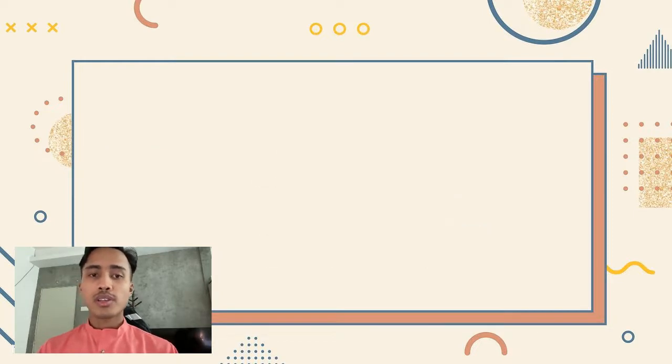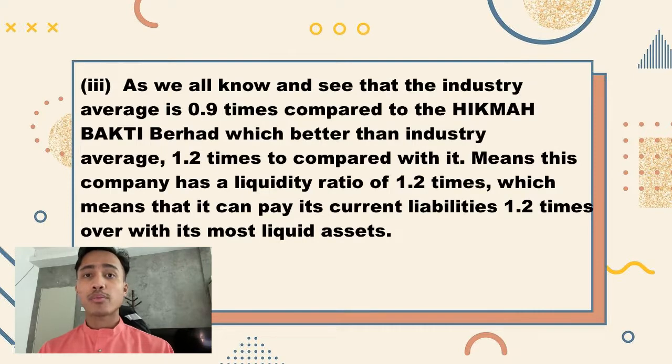So we compare the industry average with Hikmah Bakti Berhad. As we all know and see, the industry average is 0.9 times compared to Hikmah Bakti Berhad, which is better than the industry average at 1.2 times. This means this company has a liquidity ratio of 1.2 times, which means that it can pay its current liability 1.2 times over with its most liquid assets in the company.